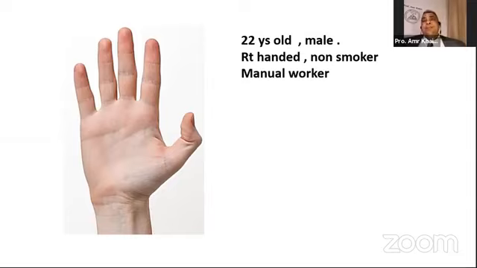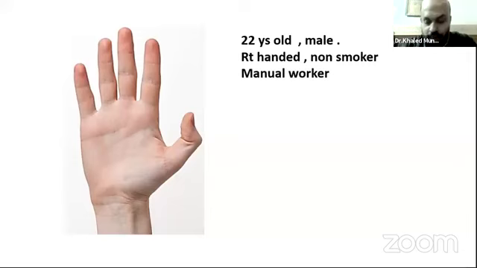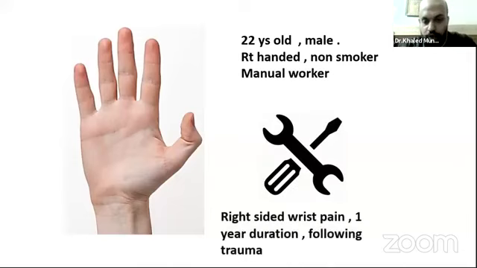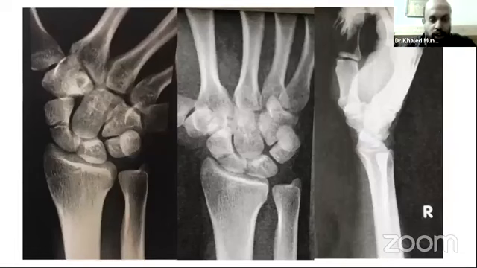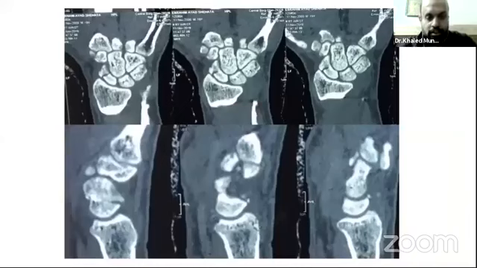اتفضل يا خالد. Okay, we'll talk about a 22-year-old male patient, right-handed, non-smoker, a manual worker with right side wrist pain, 1 year duration following a fall on an outstretched hand. The X-ray is showing a non-united fracture of the waist of the scaphoid, and here is the CT scan. There is humpback deformity, and there is no degenerative change or radiocarpal arthritis.